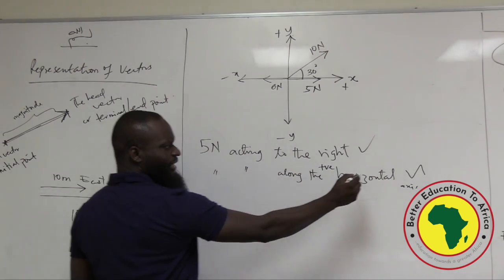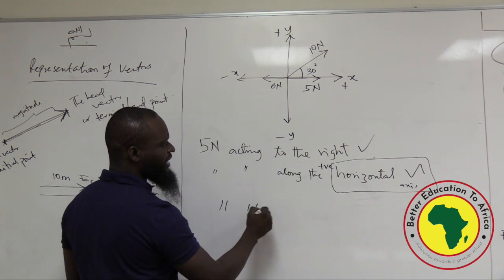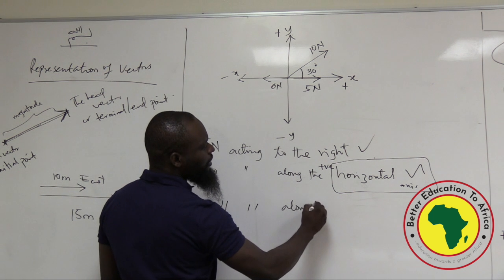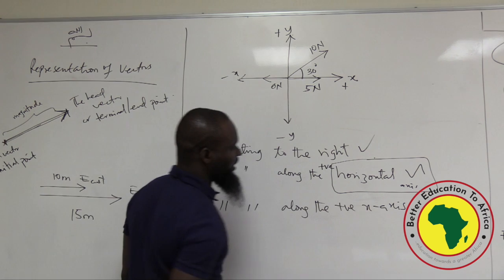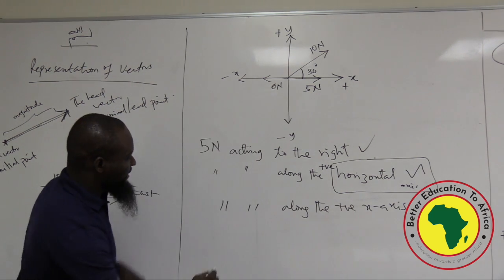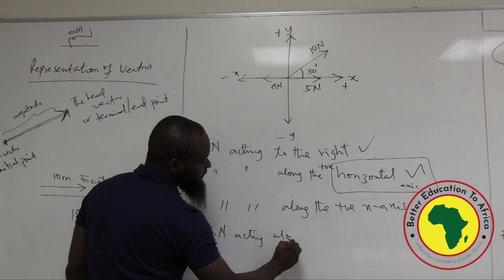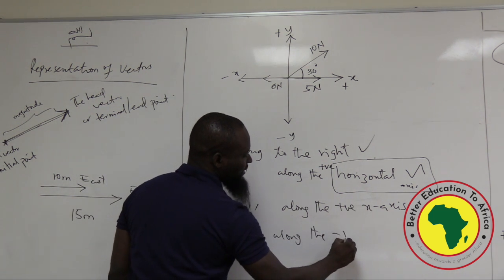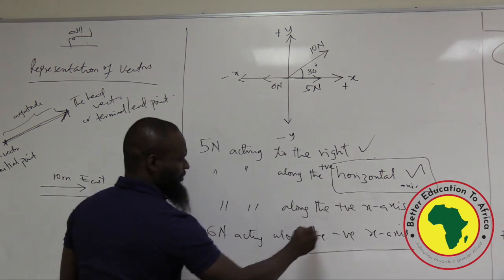So because of this ambiguity in using horizontal, the best thing to do is say 5 Newton acting along the positive x-axis. So this will clear everything, the positive x-axis. So when I want to say 6 Newton, I say 6 Newton acting along the negative x-axis. So this is the direction.